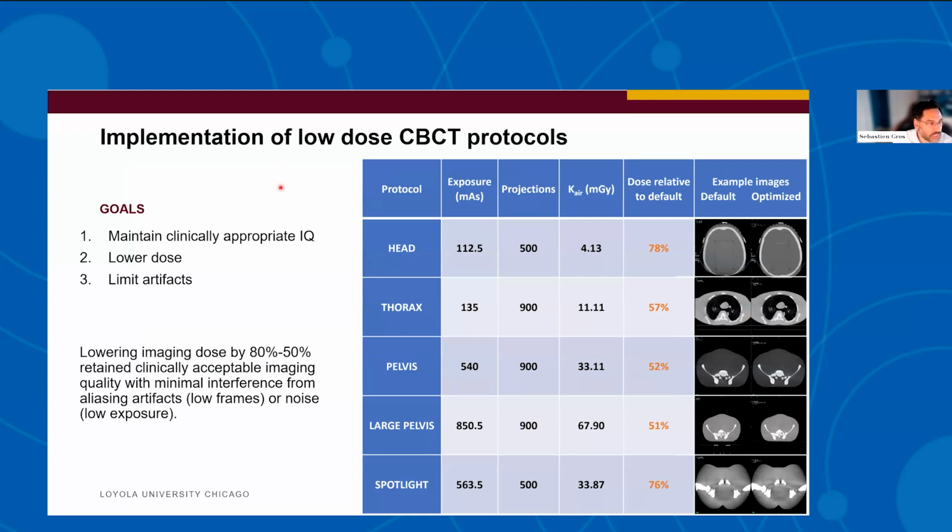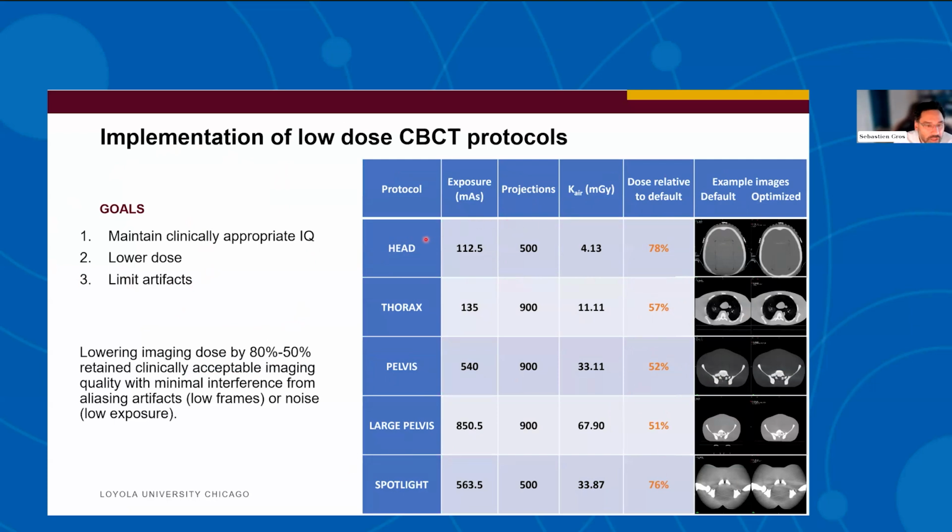So based on this, we looked at all the 40 plus protocols, with the goals of maintaining a clinically appropriate image quality, lowering the dose, and limiting artifacts. And we established that we could lower the imaging dose by 30 to 50% and retain a clinically acceptable image quality with minimal interference from those artifacts and the noise. And this is for each of the protocols: for the head, 70% of the default dose, thorax 57%, pelvis 52%, large pelvis 51%, and spotlight 76%.